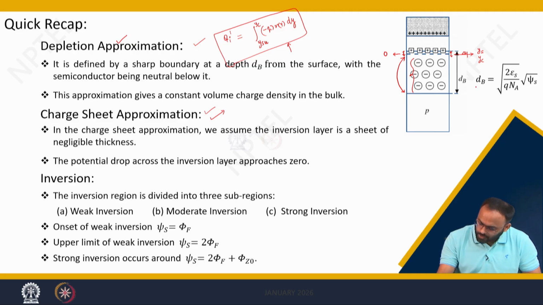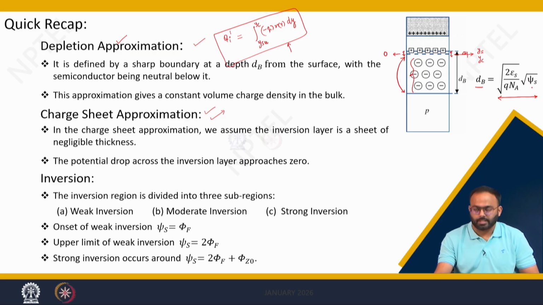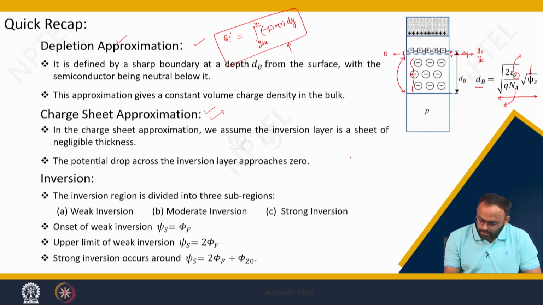We also calculated the depletion thickness, which is nothing but dB equals the square root of 2 times epsilon s divided by q times Na, times the square root of psi s. Here psi s is the surface potential, epsilon s is the permittivity of silicon or semiconductor, and Na is the body doping. We have seen that by using this approximation we can calculate the inversion charge as QC dash minus QB dash.